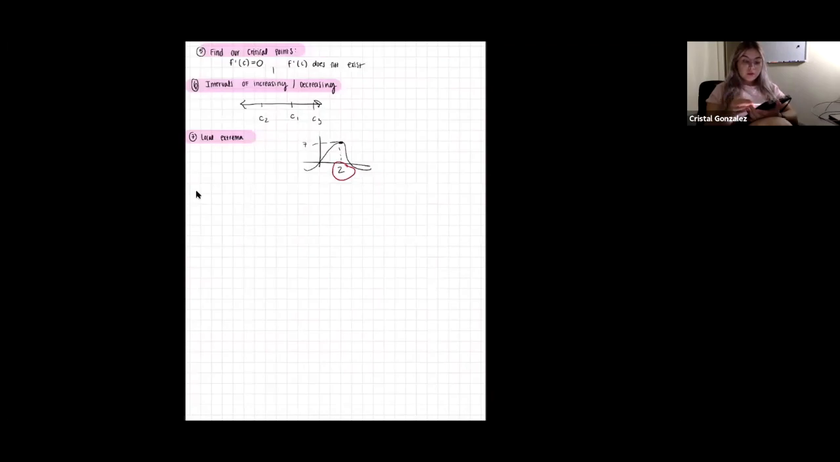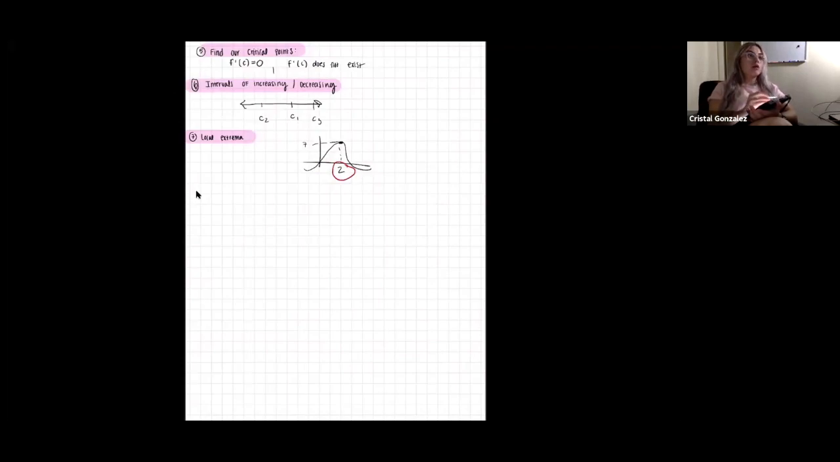So for example, here, my x value is 2, which is my critical value because it's the value where I'm looking, but my extrema is definitely 7. And the same thing if you have a minimum. So just keep that in mind.